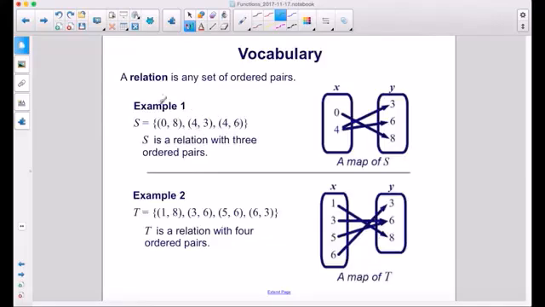Let's start with some vocabulary. A relation is a set of ordered pairs. For example, in this case, S is a relation with 3 ordered pairs. You might also know these as coordinates.